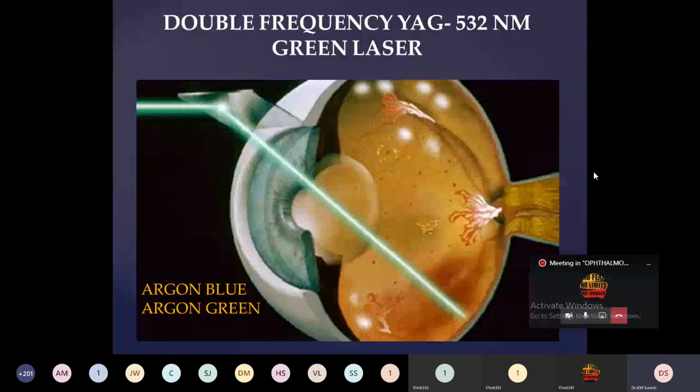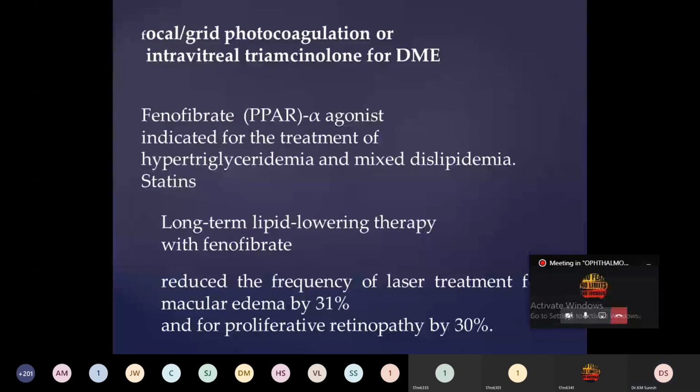Other medicines can be used for treating diabetic retinopathy. Intravitreal triamcinolone, some people prefer as more superior to the grid photocoagulation, but I feel that photocoagulation in early stages is much better than simply subjecting the patient to advanced treatments.